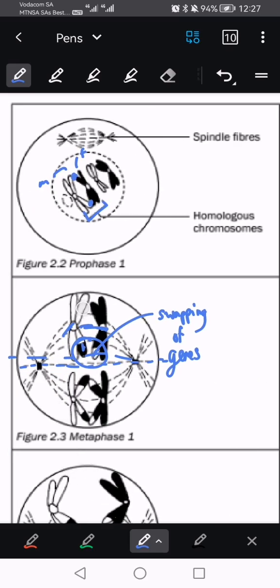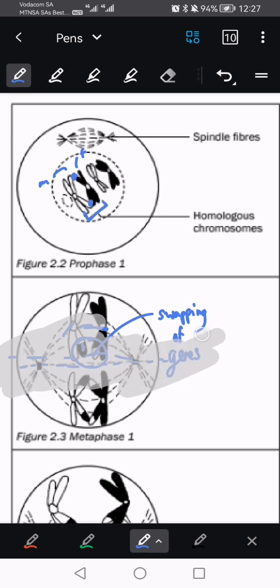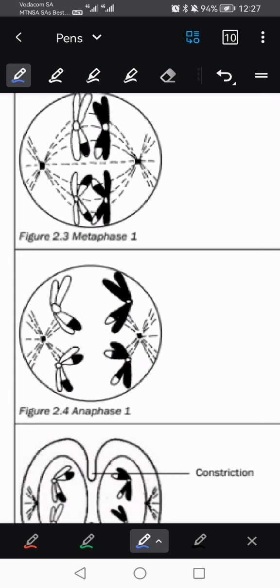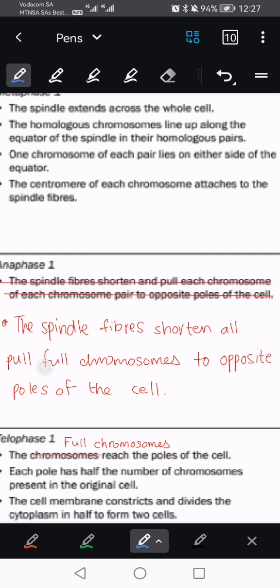And we know from our knowledge of meiosis that this attaching to the spindle fiber is in preparation for it to be separated and pulled to opposite poles. Right? That is the preparation that's taking place. In anaphase, we can now see the contraction of the spindle fibers pulling toward opposite poles. They are pulling the homologous chromosomes apart, and now they will be known as full chromosomes.